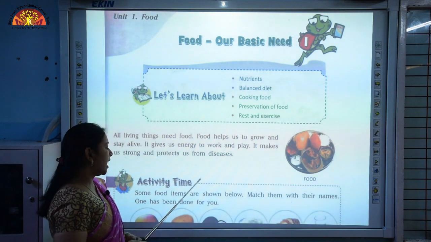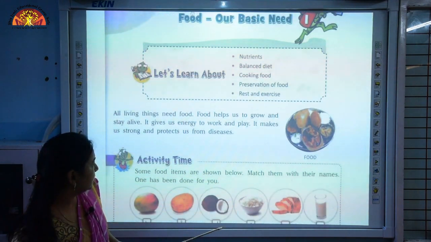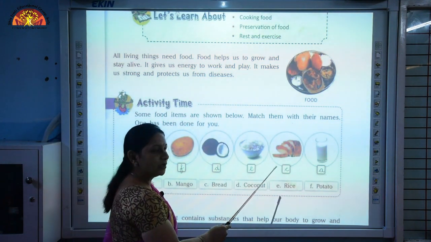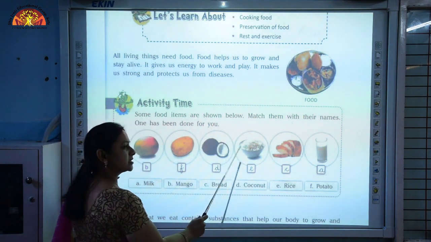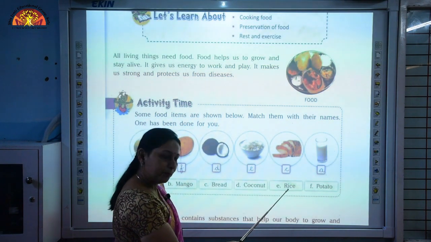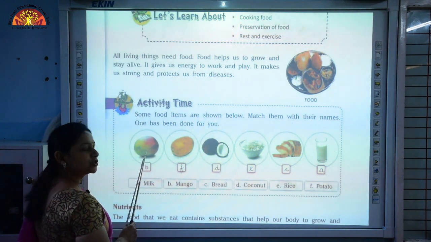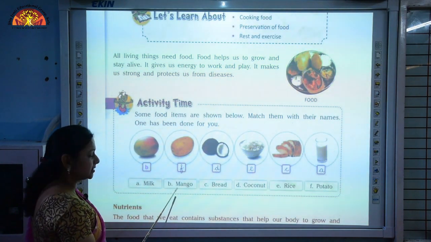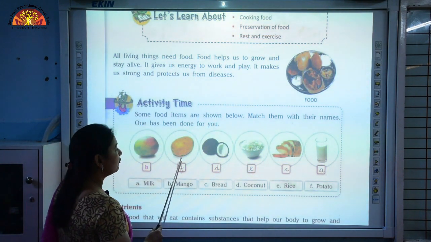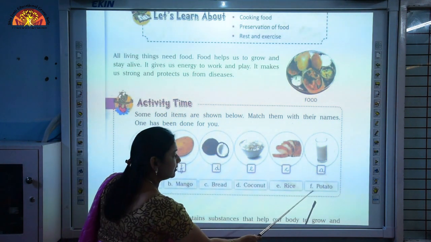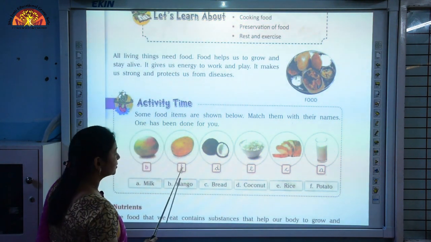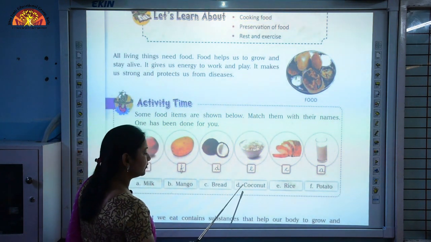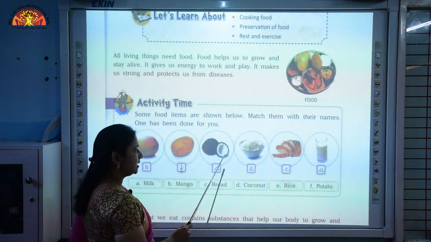Now children, we have a small activity time here in which you are given some food items. You have to match the pictures with the names which are given below. The first picture shows mango, so you are going to write B on it. The second picture is of potato, that is on F, so you are going to write F in the block provided. The third picture is of coconut, so we will write D.